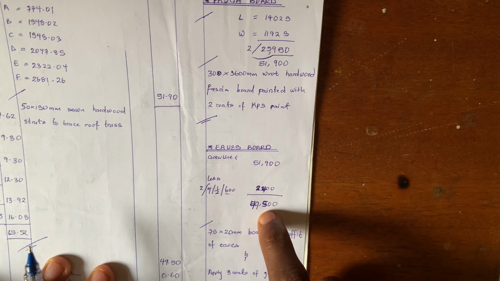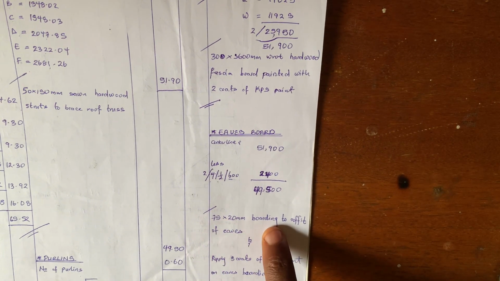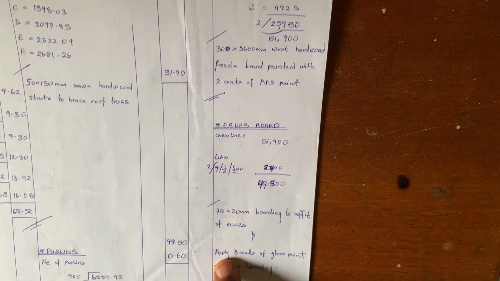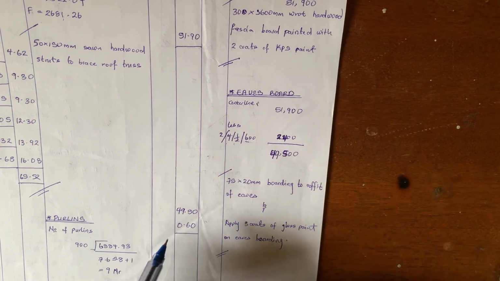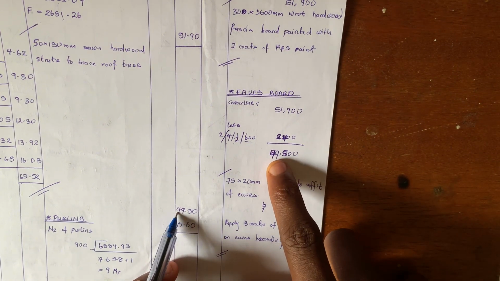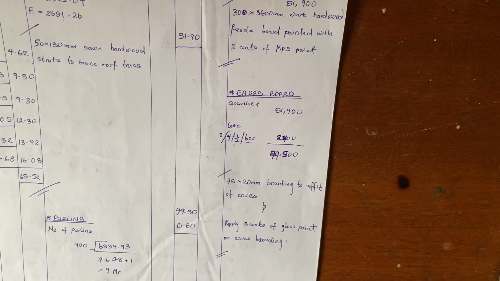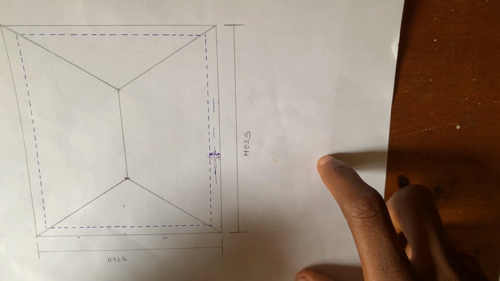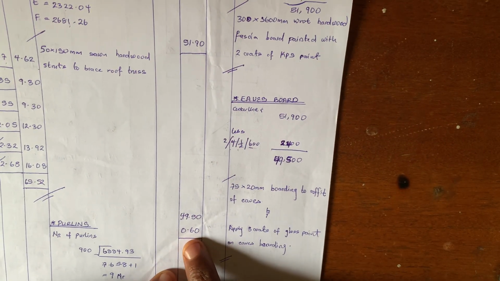So when you get this, all you need to do now is describe. So we'll describe 75 by 20 mm boarding to the surface of eaves, and apply 3 coats of gloss paint on eaves boarding. Then you describe. What did we get as our perimeter? 49,500. And then what is the thickness or the distance of our eaves projection? That's from here to here. It is giving us 600. So we'll convert it to meters. That's 0.60. So doing this, we've measured for our what?